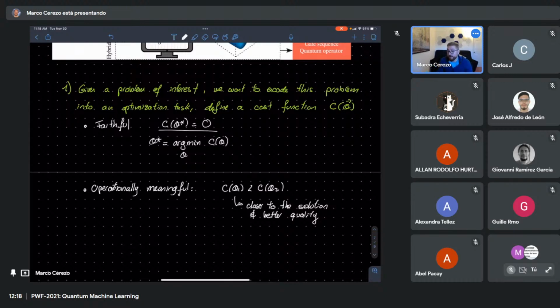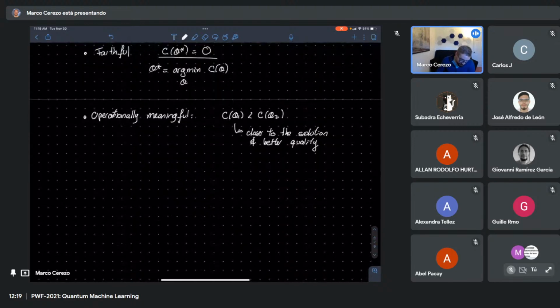I don't want a cost function where only if it's 0 do I know that the state I'm preparing, or the set of parameters, is good. Maybe I didn't get to exactly 0. Maybe I got to 0.001. Is that useful? It should be. If my cost function is a good cost function, that should be a good solution. It's close enough. So it should be operationally meaningful.